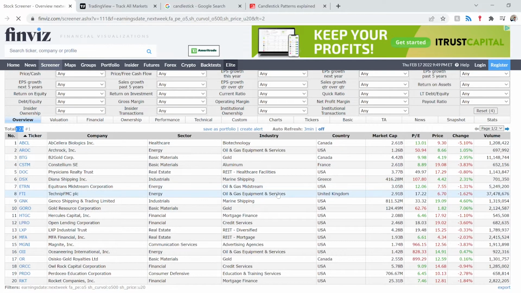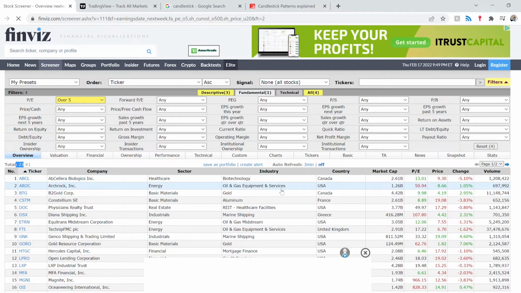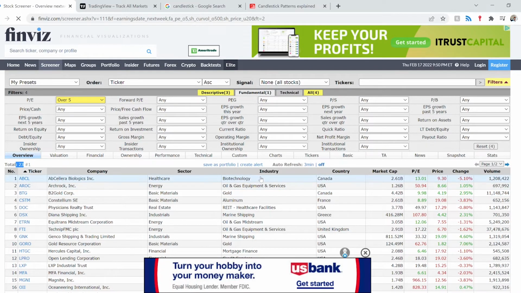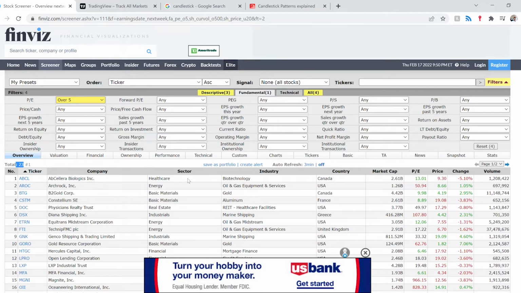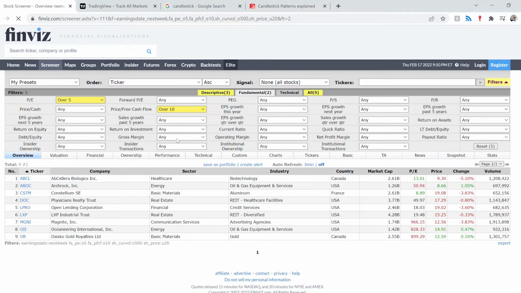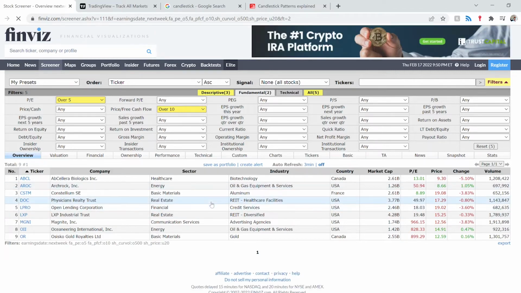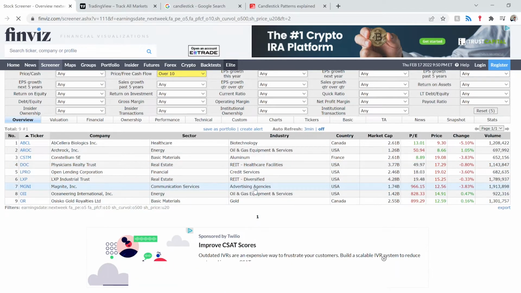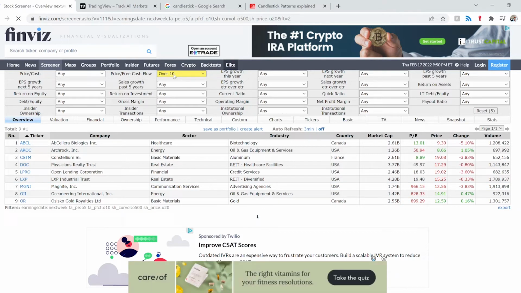And then you can also say I want something that has some cash flow. So you want a cash flow of, let's say, over 10. That narrows down to 9. Okay, 9 is a good number. 9 is something you can work with. And what cash flow means is this company is making enough money that they have enough cash at hand, and that's a good thing.